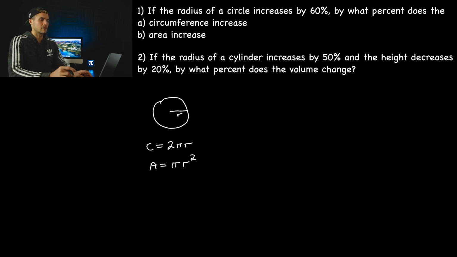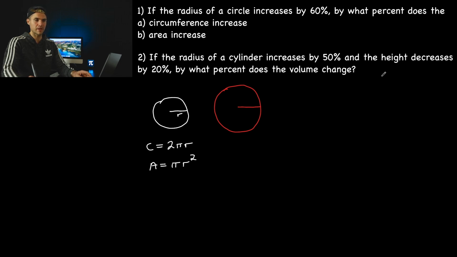Now, if we increase the radius by 60%, we're going to have this new circle over here. Question is, what's going to be the expression for the new radius? Well, if we take anything and increase it by a certain percentage, we're going to multiply it by 1 plus r. And r is going to be that percentage, but in decimals. So we're going to multiply it, in this case, by 1 plus 0.6.